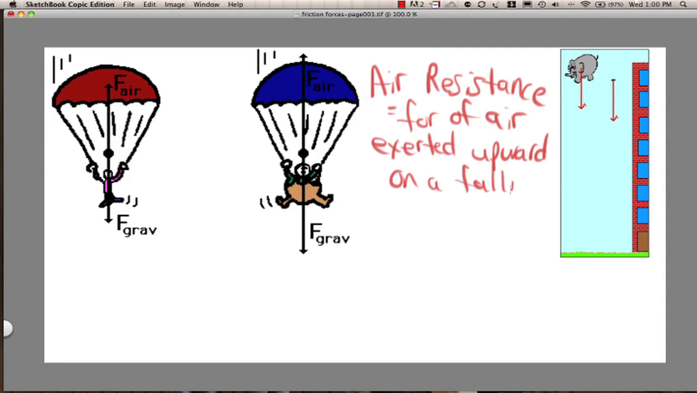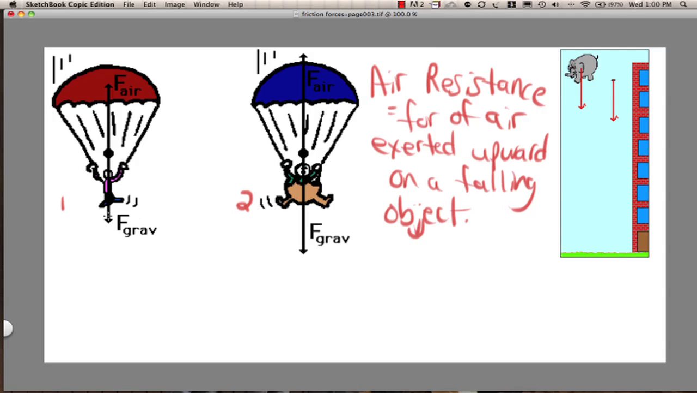Now, we also will have air resistance horizontally, and we call that drag, and we'll get into that as well. Okay, there we go. Now let's look at the two skydivers I have here. I'll call this Skydiver 1 and Skydiver 2. Well, Skydiver 1 jumps out of the airplane.